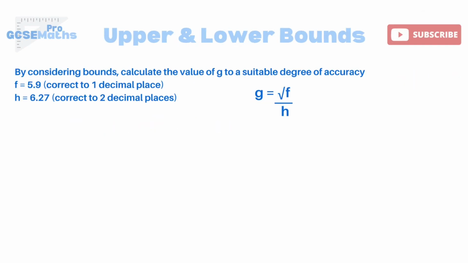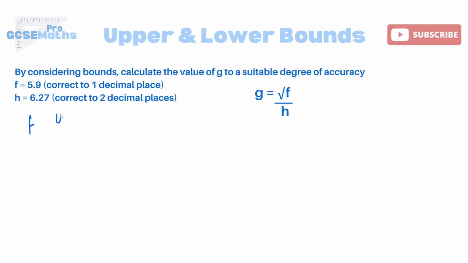So we've obviously got upper and lower bounds, given that you can see the decimal places. It's most likely going to be a calculated question. So by considering bounds, calculate the value of g to a suitable degree of accuracy. And then we've got this formula here for g. We've been told f and h. When it says by considering bounds, we normally have to work out both the upper bound of g and the lower bound, and then make a decision at the end as to what our final value will be. So I need to know the upper and lower bounds for f and h.